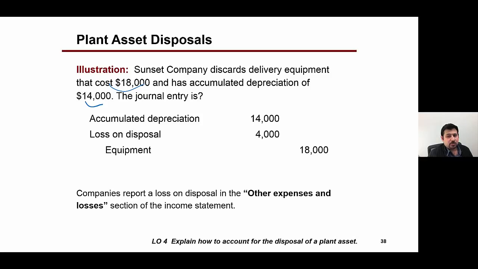Loss on disposal is reported on the income statement under other expenses and losses, and it's called loss on disposal of plant assets. Here, what we're saying is that the company originally purchased it for 18,000, but for a certain reason, for example, the truck broke down completely and is not useful anymore, although only 14,000 was depreciated, the company had to throw it away. As a result, the difference of 4,000 is debited to loss on disposal of plant assets.